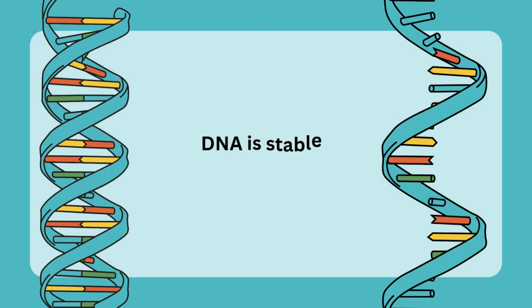Now DNA is stable and RNA is unstable. Why? Because RNA has a hydroxyl group at the second carbon, and that hydroxyl group makes it prone to degradation. So that's why RNA is unstable in its structure. Now the function of DNA is to store the information, and the function of RNA is to transfer and translate that information.